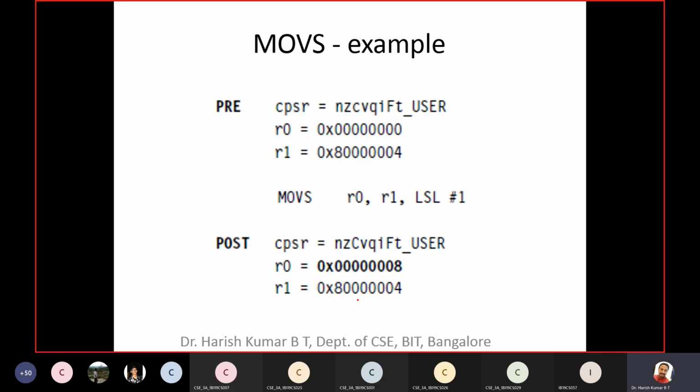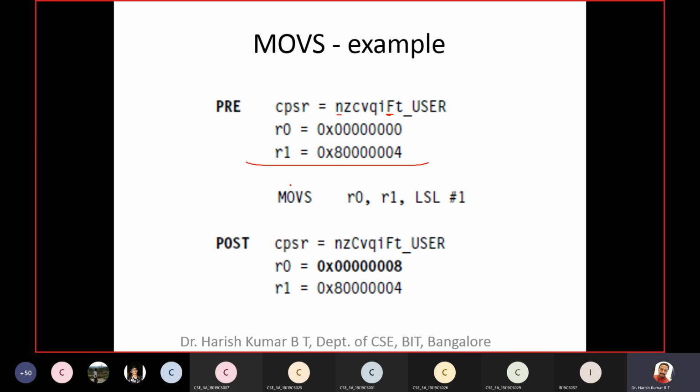Now we have an example of MOVS along with the barrel shifter. This is the precondition I'm assuming here. CPSR is this. If you observe, except for the fast interrupt, none of the other flags are set, and it is in user mode. Next, R0 is this value and R1 is this value. This is before execution of the move.